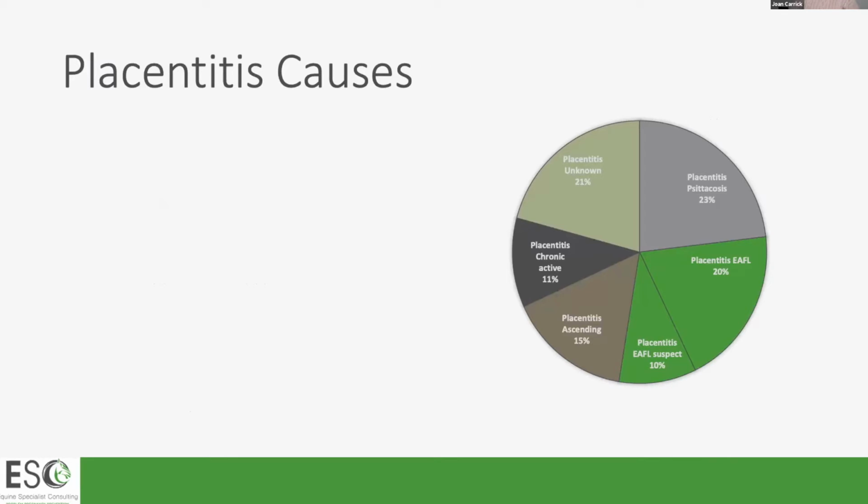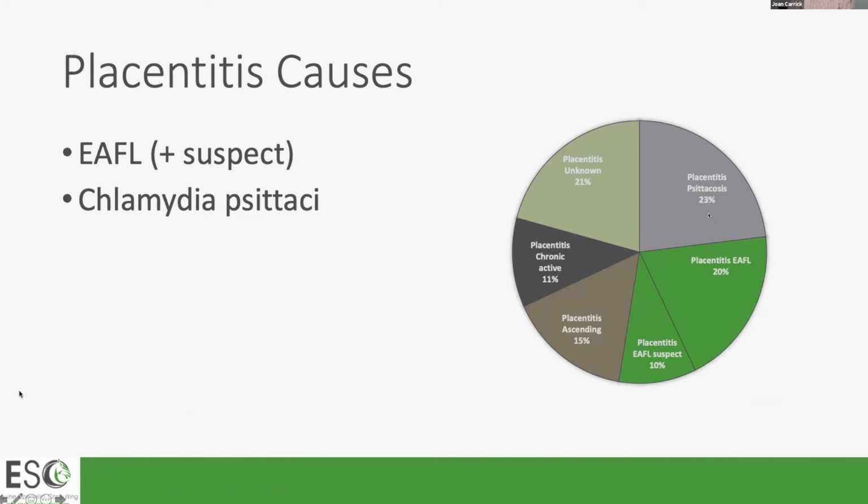So looking at the different causes of placentitis, this is drilling down into the causes that we've had in the last 5 years. The most common would be EAFL and EAFL suspect cases. And then we do see a lot of placentitis from the psittacosis cases, the chlamydia psittacosis. This is probably a little bit skewed because we had that big outbreak in 2016, which is in this data set. So I don't think it's going to end up being quite so high once we've done 20 years. Then the next most common one is the placentitis cases where we don't actually figure out what caused it.